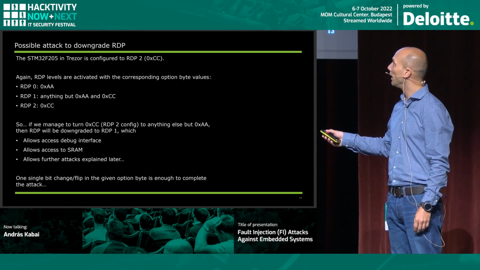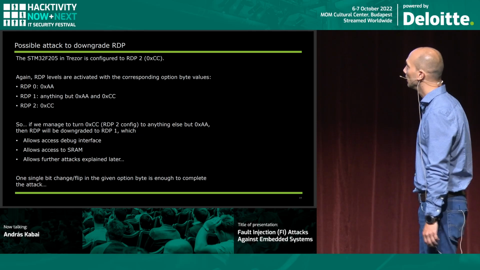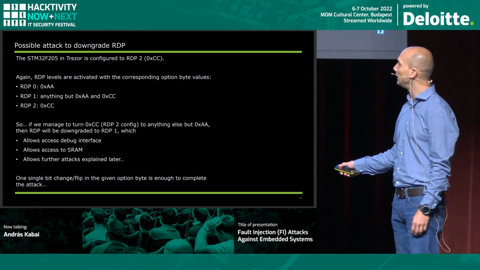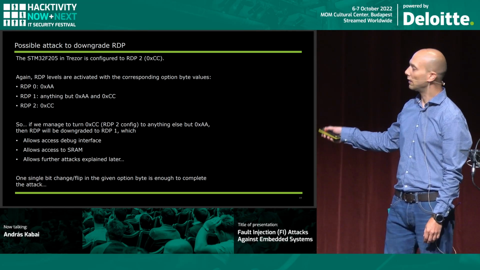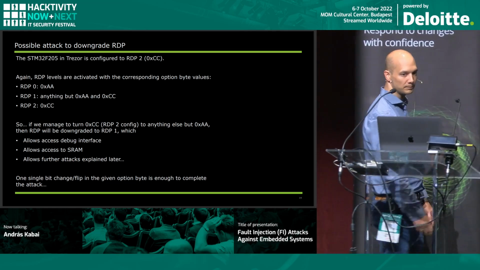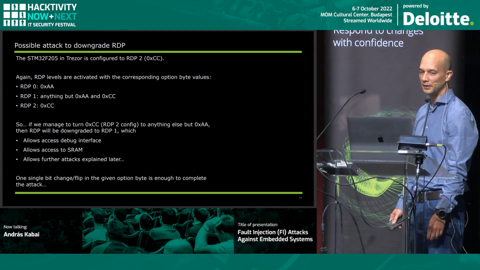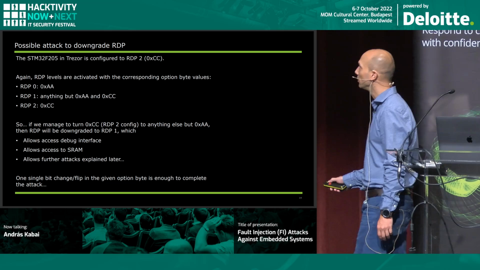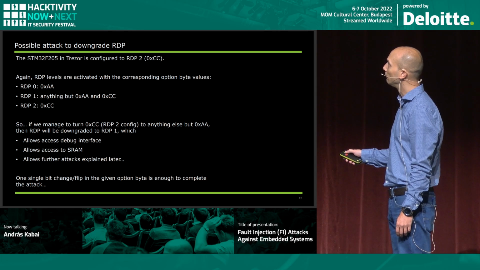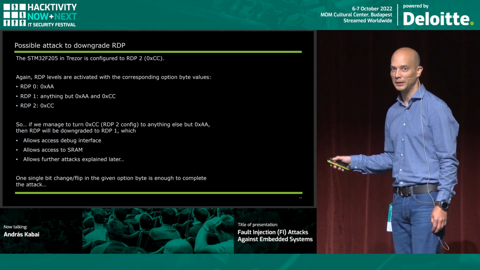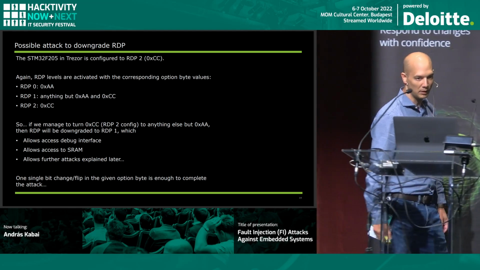Another important thing is that the status of the RDP is coming from option bytes. In case of option byte AA, this is RDP level 0, no protection. CC, that's level 2, complete lock. And anything else but AA or CC, it is level 1. So what can we do with this? The attack would be to downgrade somehow our target to RDP1, because any single bit change from CC will let us downgrade to RDP1, or if we are super lucky, then to RDP0, but most probably to RDP1.